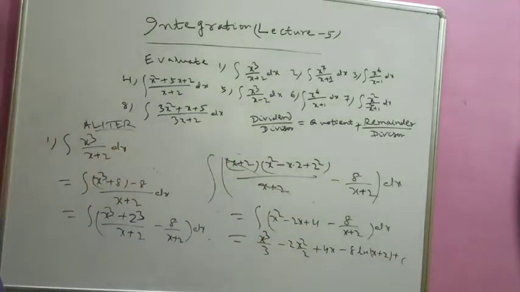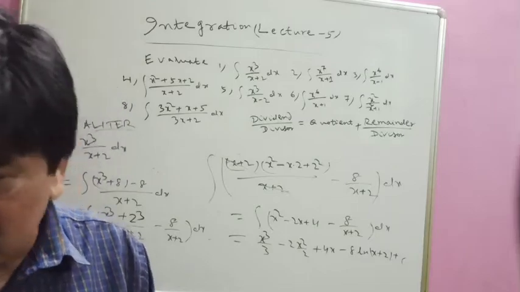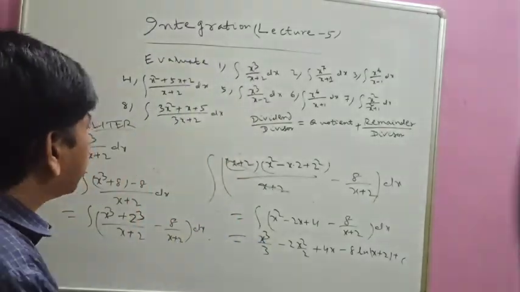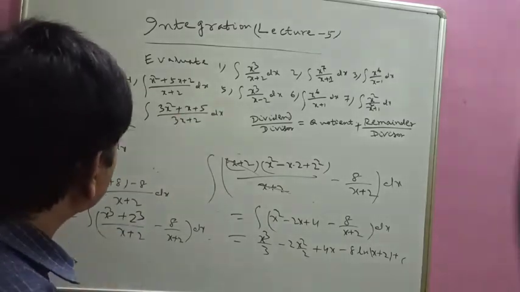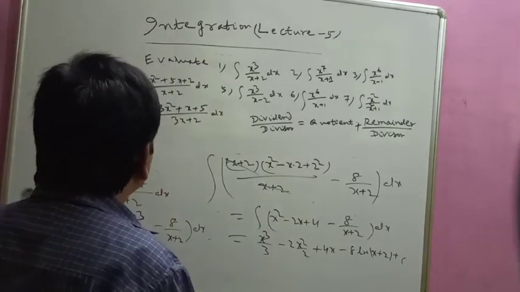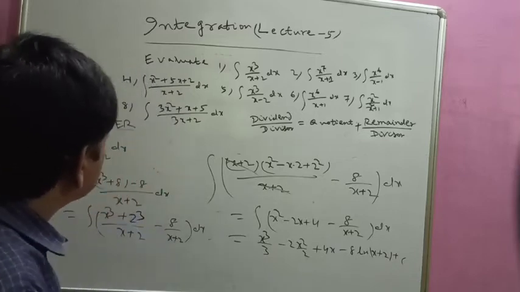But the common technique you remember: if the degree of the numerator is greater than or equal to the degree of the denominator, you divide. That is the common technique on any type of question, because with factorization you have to think how to factorize. Somewhere factorization is not possible, suppose. Then you can do it by this method. Okay. So this is over.